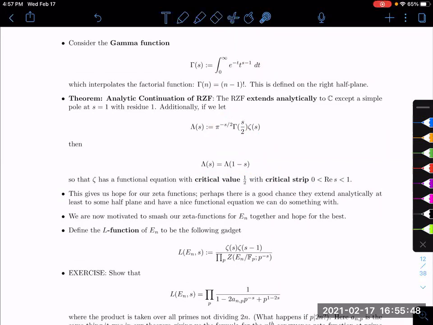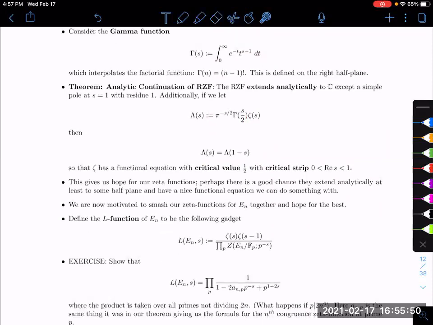Okay, so what does that tell you? One way of wording that is, the Riemann zeta function has what we call a functional equation. Its critical value is 1/2, because what happens if you plug 1/2 into both sides? You get a fixed point on each side. And the critical strip of this functional equation is from 0 to 1, where the real part of s is between 0 and 1. So it's this vertical strip.